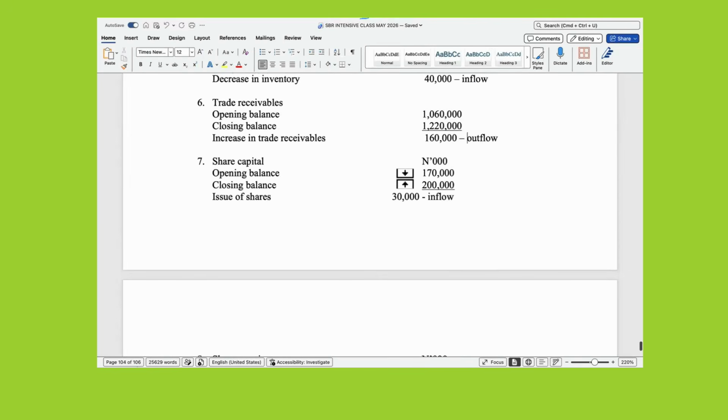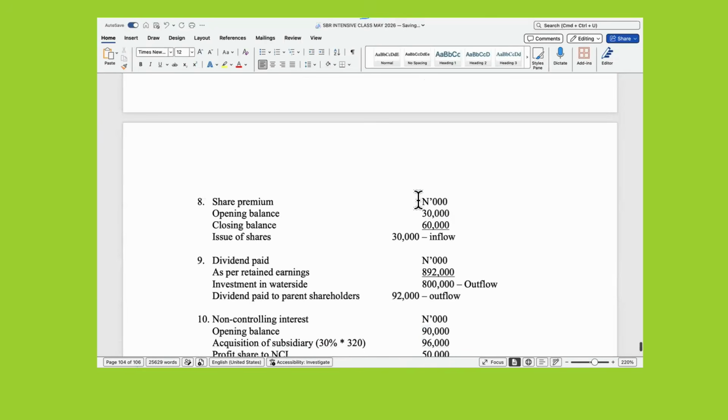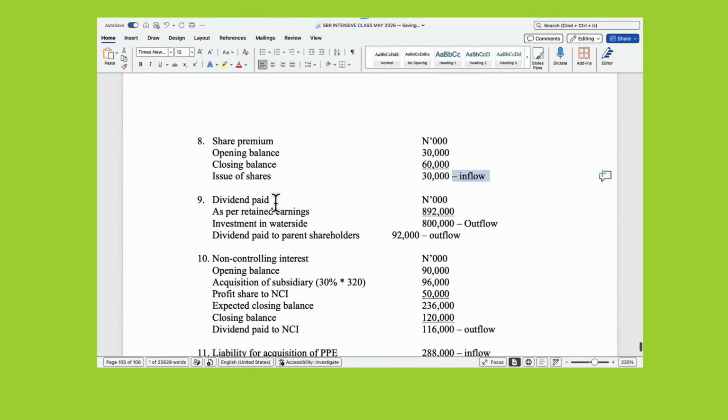First, my share capital, the opening 70, the closing 200. There's an increase. That will be an inflow. The same thing for share premium. Opening 30, my closing 60. There's an increase. That will be an inflow too. For the retained earnings, I can use my retained earnings to get my balance.